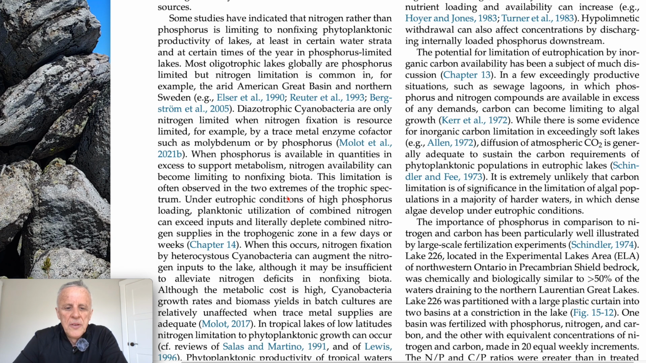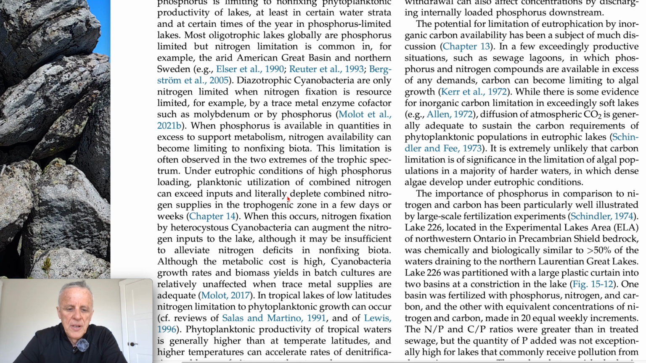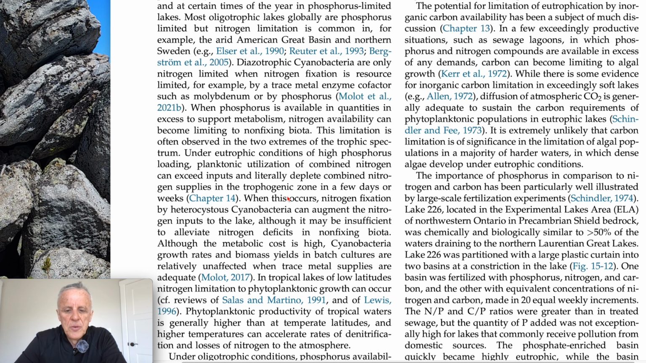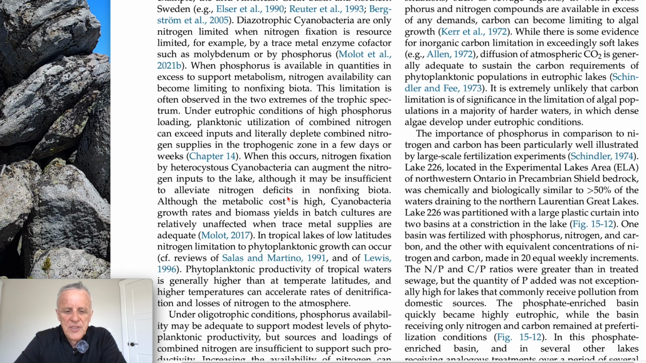When phosphorus is available in quantities in excess to support metabolism, nitrogen availability can become limiting to non-fixing biota. This limitation is often observed in the two extremes of the trophic spectrum. Under eutrophic conditions of high phosphorus loading, planktonic utilization of combined nitrogen can exceed inputs and literally deplete combined nitrogen supplies in the trophogenic zone in a few days or weeks. When this occurs, nitrogen fixation by heterocystous cyanobacteria can augment the nitrogen inputs to the lake, although it may be insufficient to alleviate nitrogen deficits in non-fixing biota.